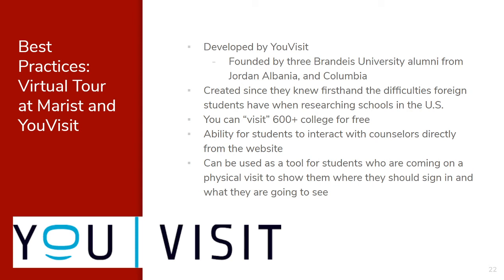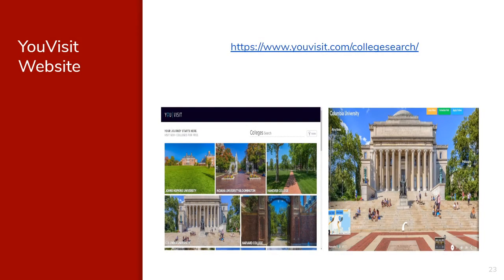Students have the ability to interact with counselors directly from the website, and it can be used as a tool for students who are coming on a physical visit to show them where they should sign in and what they're going to see to maybe prepare some questions for the day. So you can all definitely check out the UVisit website on your own, but this is just a screenshot of some schools that they show. So Johns Hopkins, IU Bloomington, Hanover College, Columbia, and Harvard.